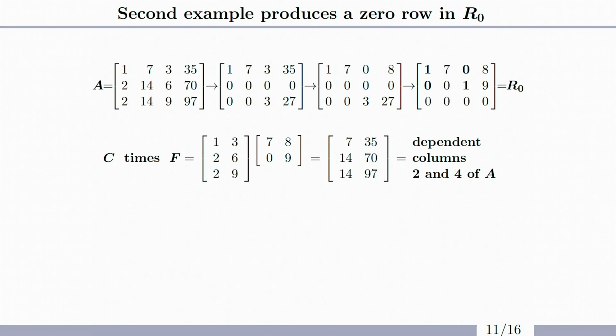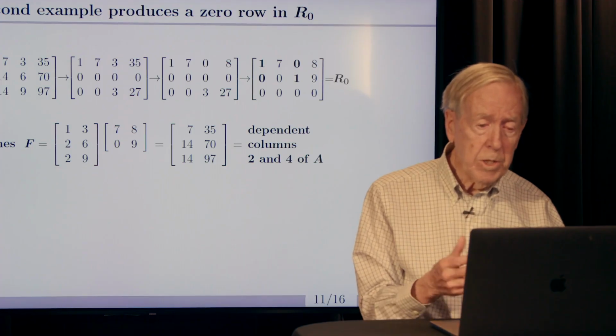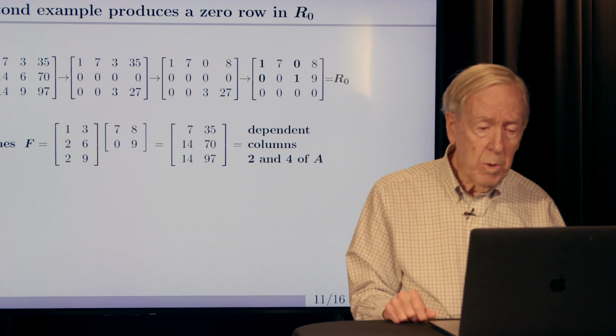I'm working a column at a time. But notice, column 2, I can't do anything with. Column 2 is a dependent column. It's 7 times column 1. I can't improve column 2, but I can improve column 3, and that's what we do. Divide that 0, 0, 327 by 3, and exchange rows. Then you see that the result is the R0. So it's the R0 with the 0 row.